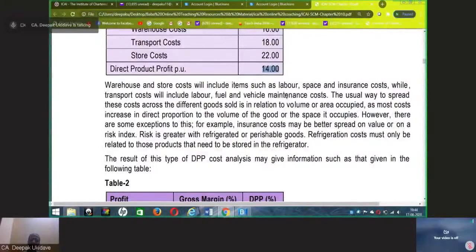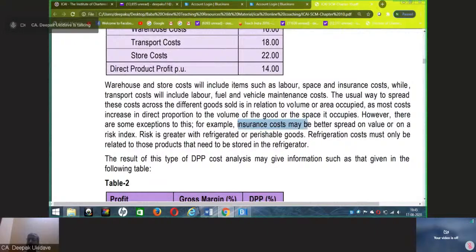Same way, transportation cost will have a labor component, in terms of driver's salary and attendant salary, then fuel cost, which is a major component, and vehicle maintenance cost. So the number of trips can be the basis for this transportation cost. For warehouse cost, it could be the storage space or volume of goods. So these are the bases. Even the risk is also there, and there are some exceptions also.